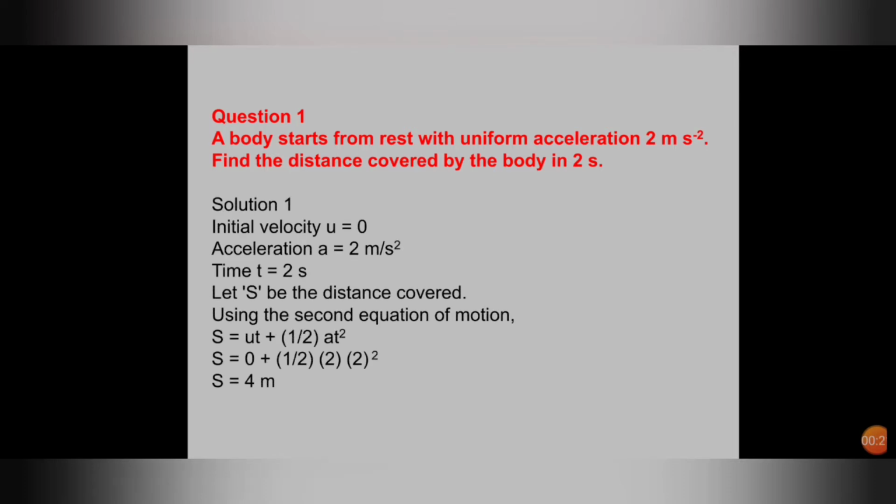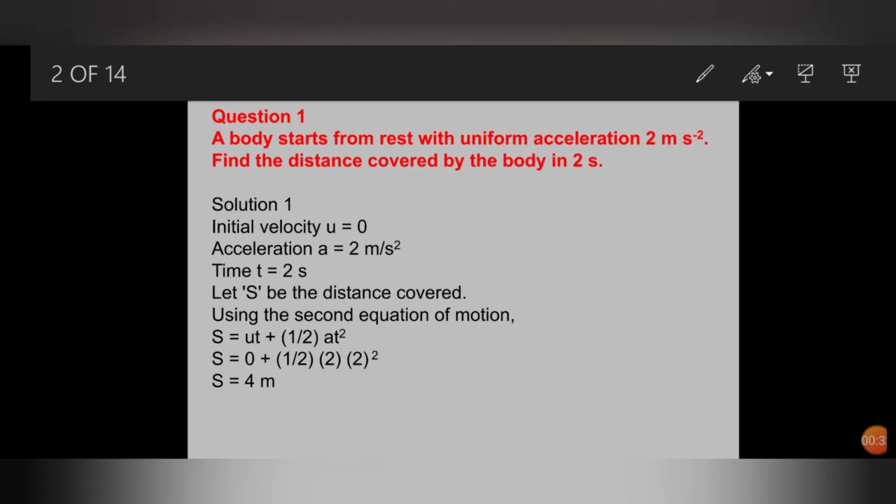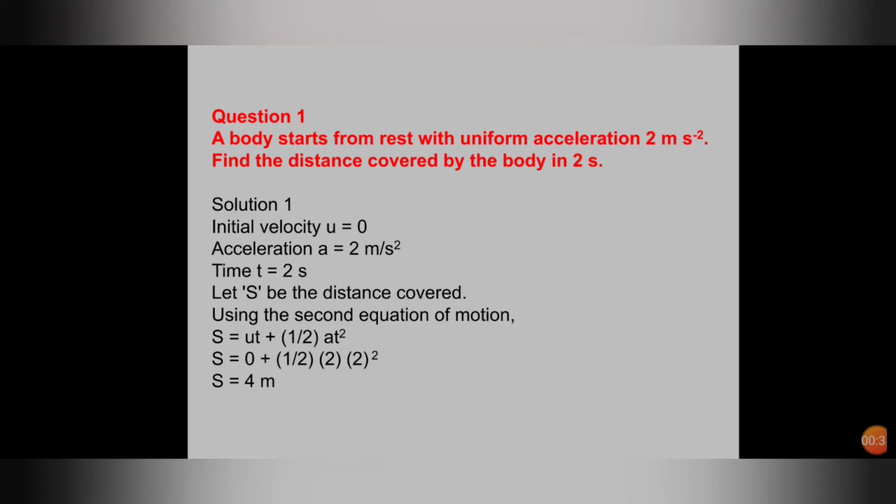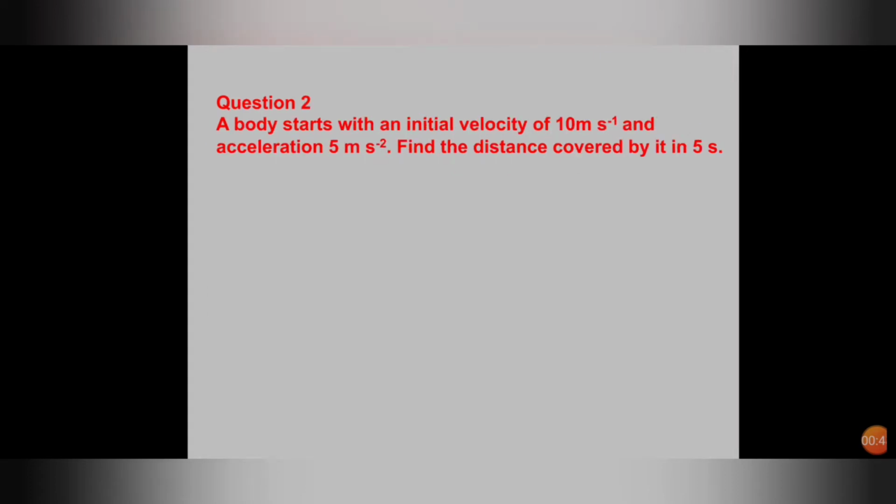So the initial velocity we take as 0 because it's starting from rest. Acceleration is given, time is given, so we substitute in the formula s is equal to ut plus half at square. When we substitute, you get 0 plus half into 2 into 2 square, that comes to 4 meters. That's the first answer.